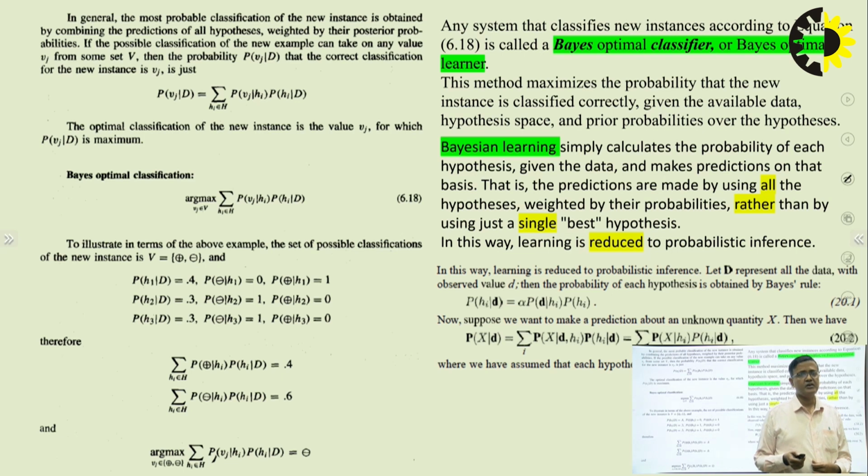So this is actually your Bayesian learning, because here the learning is a probabilistic inference, because we are using the combination of all the hypotheses which are present, and we are weighting those hypotheses by their posterior probabilities. And in that sense, it becomes learning. Here, the learning of the new classification of the new example becomes a probabilistic inference.